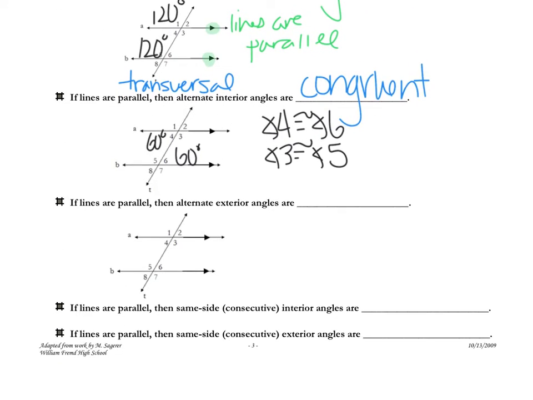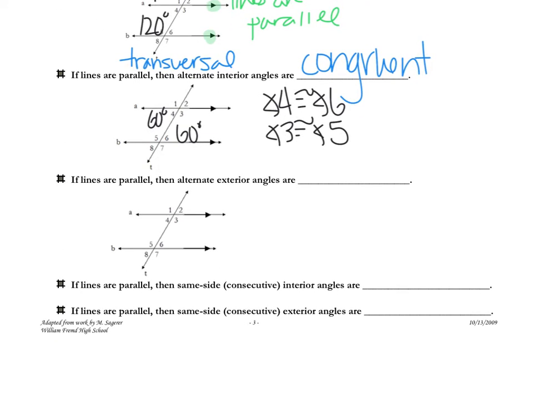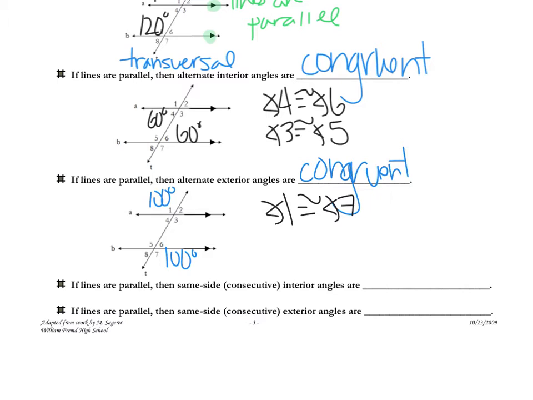Okay. If lines are parallel, then alternate exterior angles are congruent. Okay, so let's say this was 100 degrees, then that would also be 100 degrees. So we would say angle 1 is congruent to angle 7, and angle 2 is congruent to angle 8. Of course, they all can't be congruent.